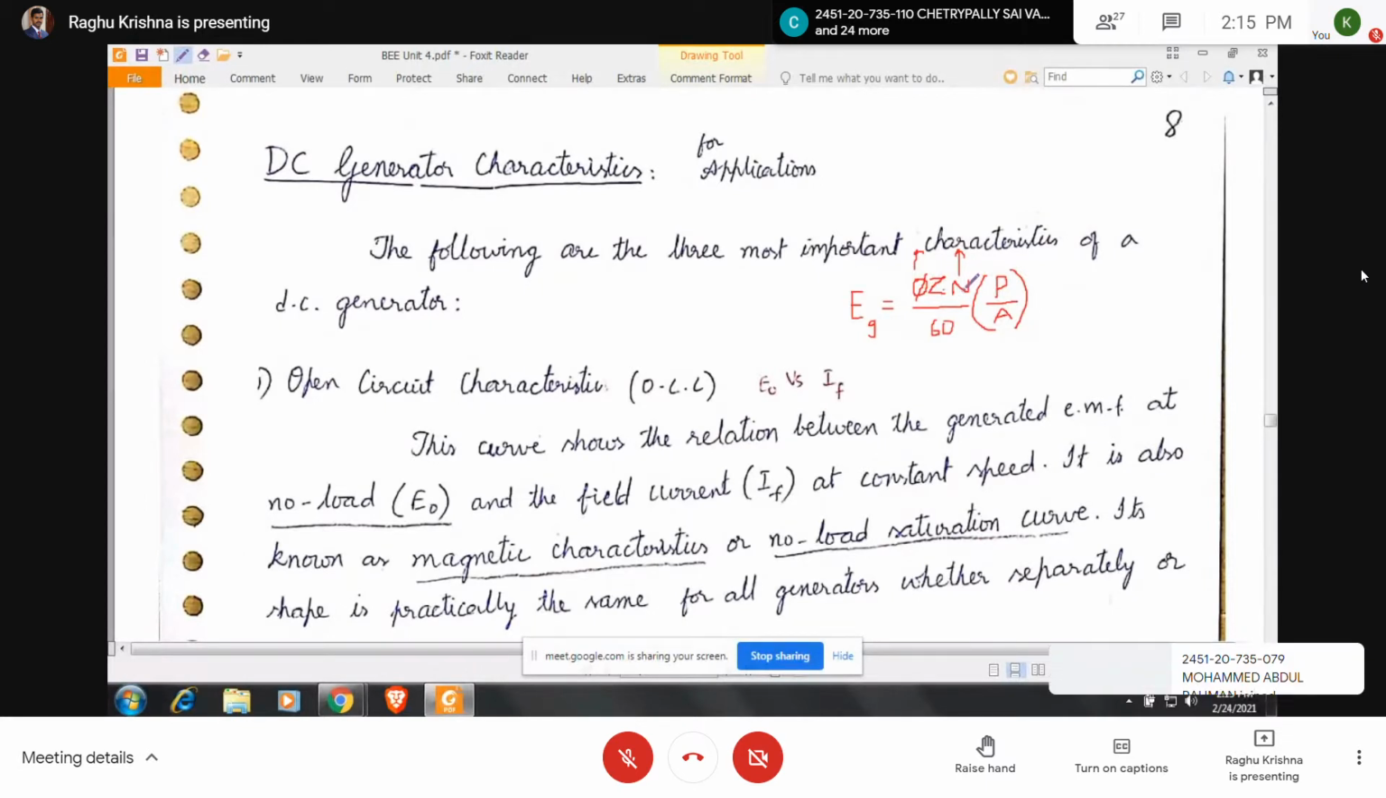We can rotate the generator with high speed or low speed. Coming to the generator, if you want to run a DC machine as a generator, we have to supply mechanical power. So you can increase the speed or decrease the speed, and set the speed at different values.